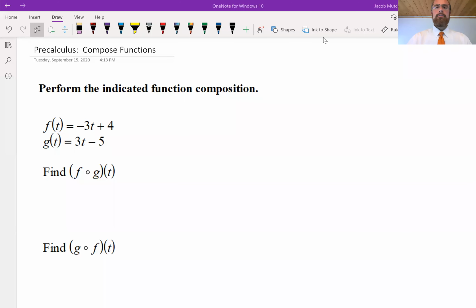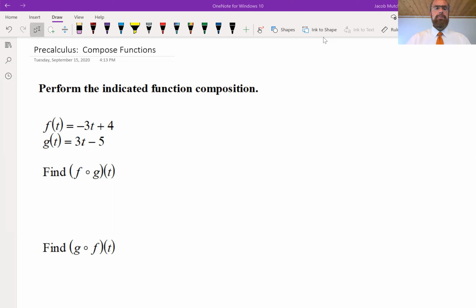Welcome to Pre-Calculus. Today we will investigate function composition, focusing on whether or not function composition is commutative. Let's take a look at two examples that involve equations and then two examples that involve numbers.